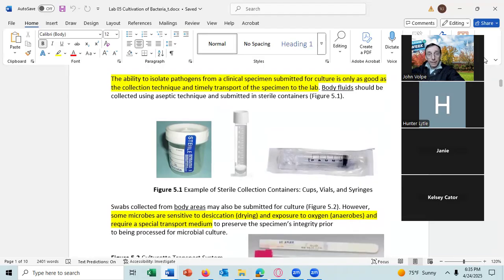The ability to isolate pathogens from a clinical specimen submitted for culture is only as good as the collection technique and the timely transport of the specimen to the lab. Some microbes are sensitive to desiccation, meaning they'll dry out, and others to exposure to oxygen, like most anaerobes, and thus require a special transport medium to keep the specimen alive.